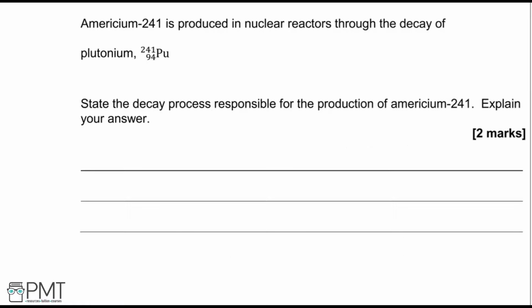So for this second part of the question, it's asking to state the decay process responsible for turning americium-241 into plutonium-241. You'll notice that the element itself has changed, which means that the number of protons has changed. As you can see, it's gone from 95 to 94. What we can identify from that then is that beta minus decay must have occurred. So this is the first mark in the question.